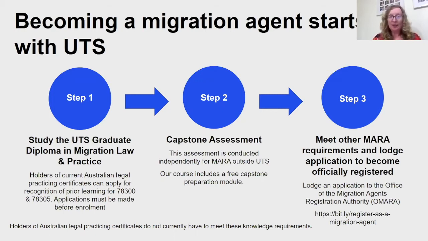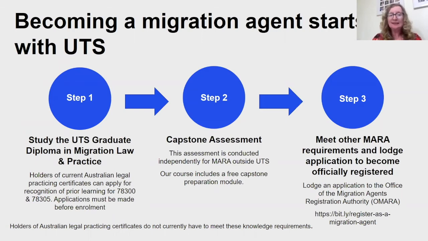If you are a lawyer with a full practicing certificate, then you can be exempt from the first and the last subject, and you only need to do the 4 in the middle. You need to apply for recognition of prior learning before you enrol in your subject, so when you make your application to be accepted into the program.